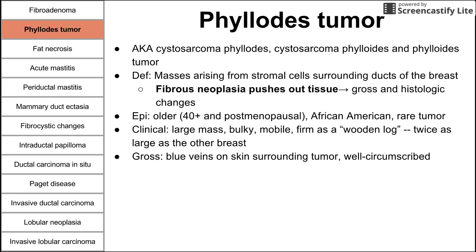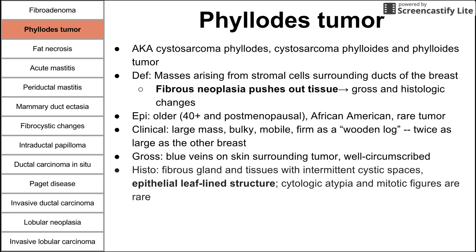Grossly, we see blue veins on the skin surrounding the tumor. Again, that's the pushing out effect from the fibrous neoplasia, and it should be well circumscribed. On histology, we see fibrous glands and tissues with intermittent cystic spaces. We see epithelial leaf-lined structure. It's often described that way, leaf-lined, and we'll see a picture of that in a second. We see cytologic atypia, and mitotic figures should be rare. So the atypia and mitotic figures are not common here, and that's another hint that this is a benign condition.